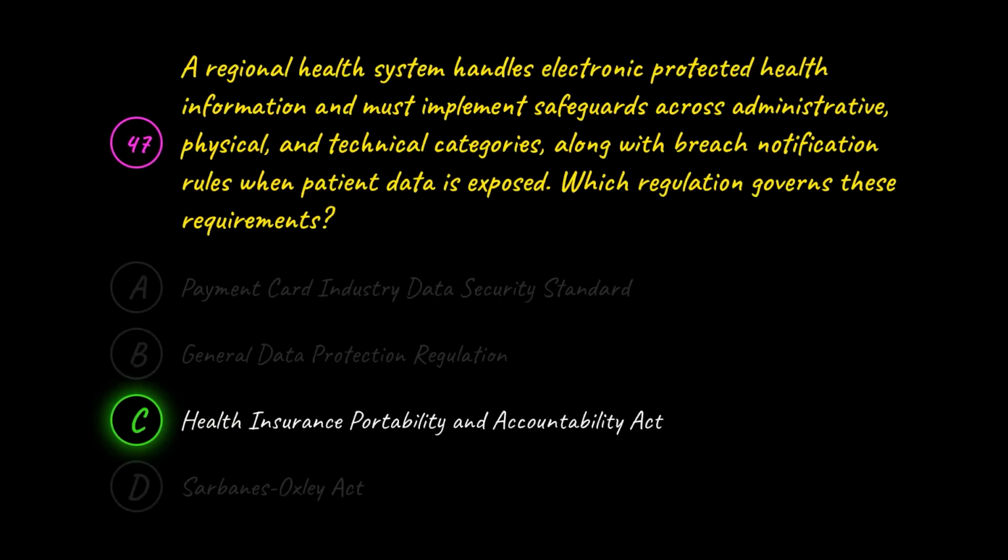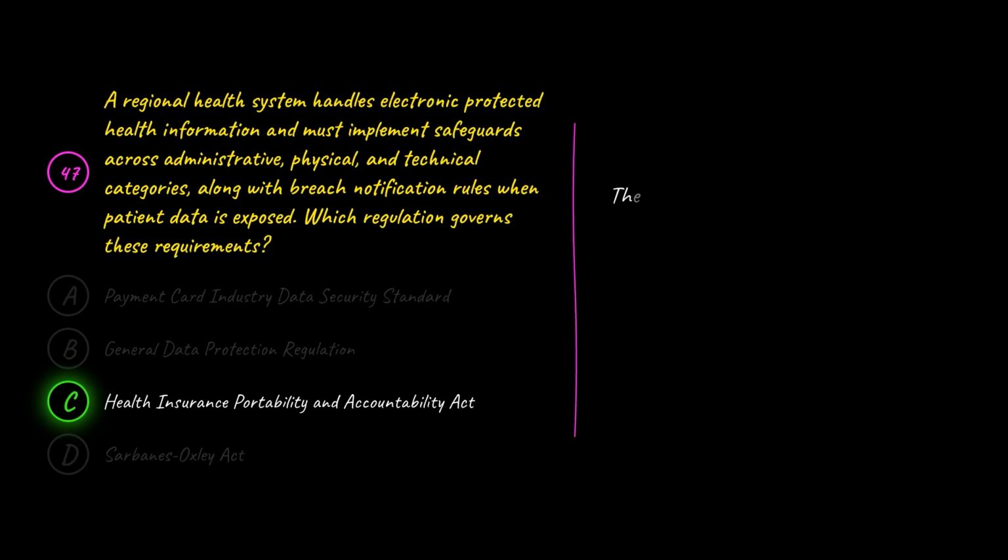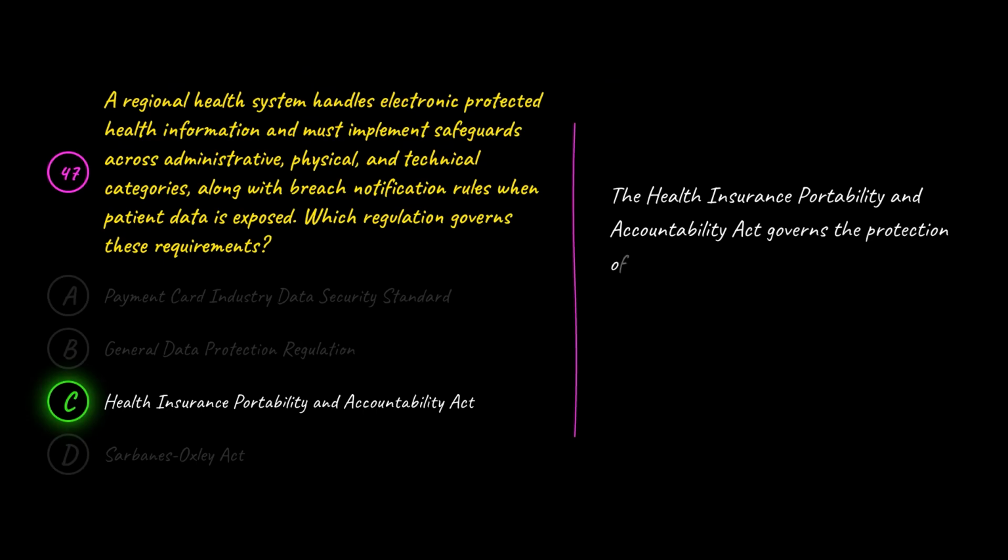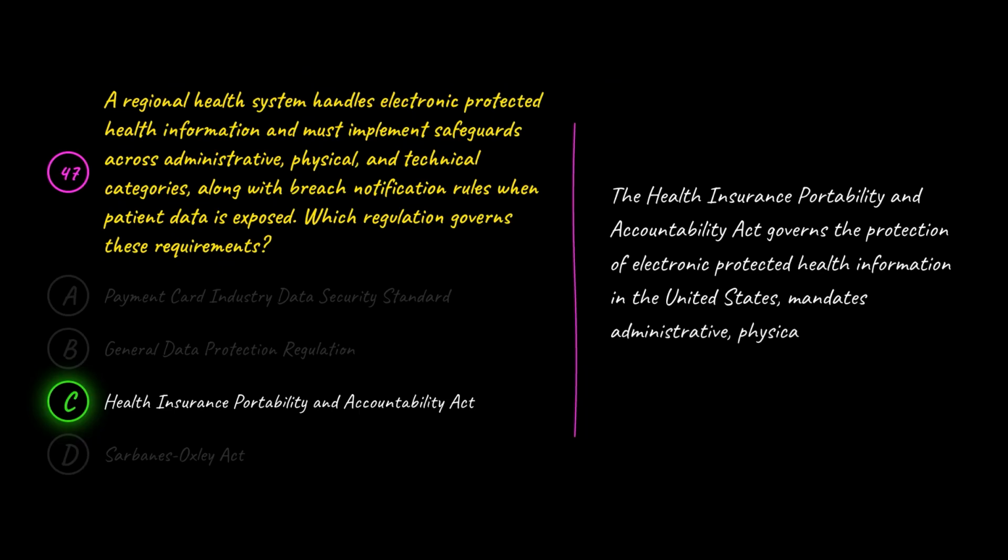The correct answer is C. Health Insurance Portability and Accountability Act. C is correct because the Health Insurance Portability and Accountability Act governs the protection of electronic protected health information in the United States, mandates administrative, physical, and technical safeguards, and requires breach notification. The scenario fits this regulation precisely.